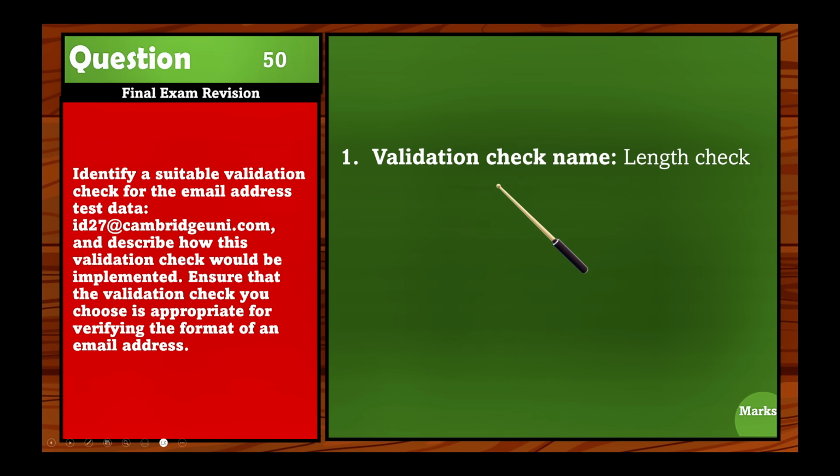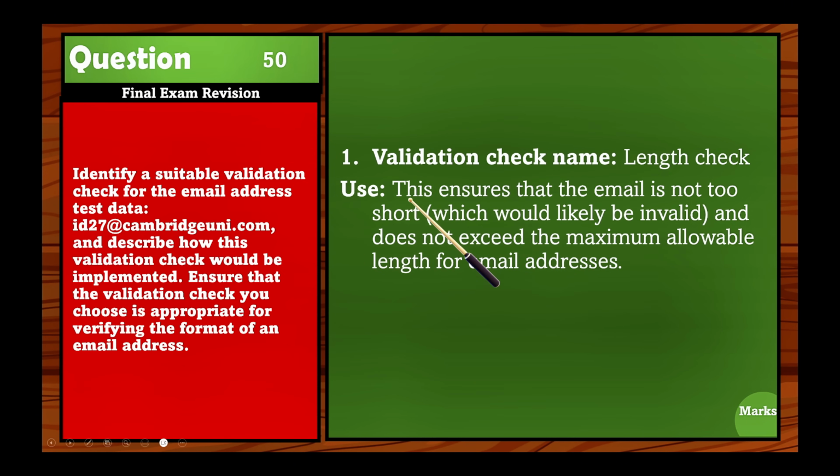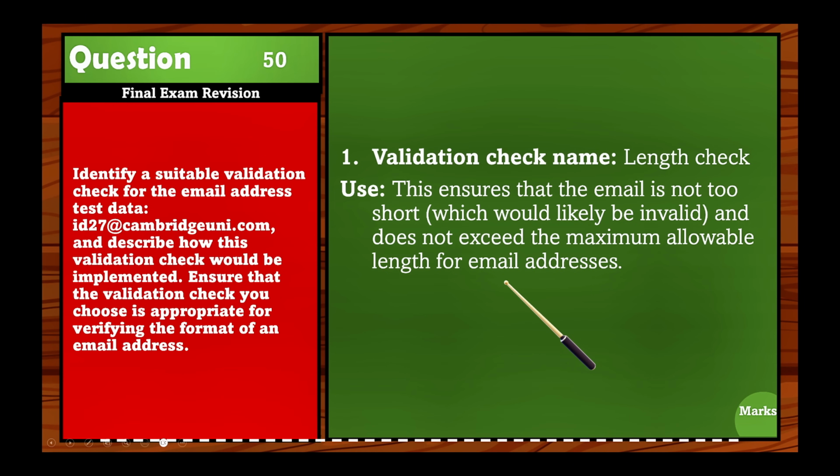So here we can see the first validation check name is length check. It is used to ensure that the email is not too short, which would likely be invalid, and does not exceed the maximum allowable length for the email address. Okay. So that's okay.